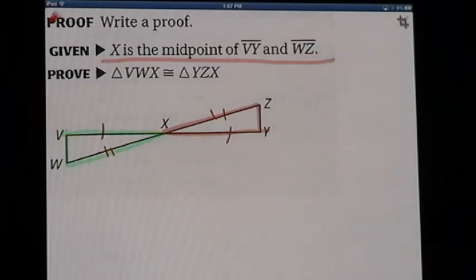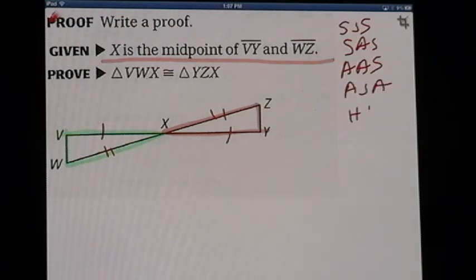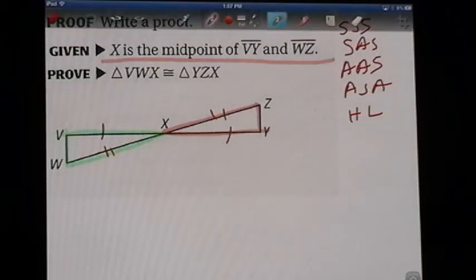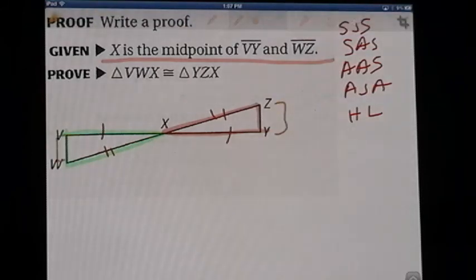Now, what are my different things I can use to prove congruency of triangles? We have side, side, side; side, angle, side; angle, side, angle; angle, angle, side; and hypotenuse, leg. I think that's all of them. Okay, so looking at side, side, side, do I have anything that would tell me that ZY is congruent to VW? Is there any reason they have to be, other than that we're trying to prove that they are? Nope, nothing.